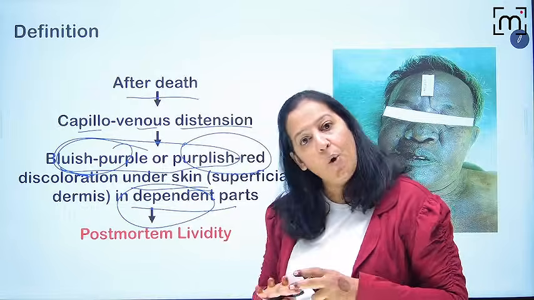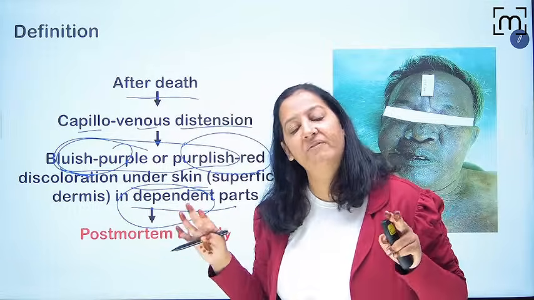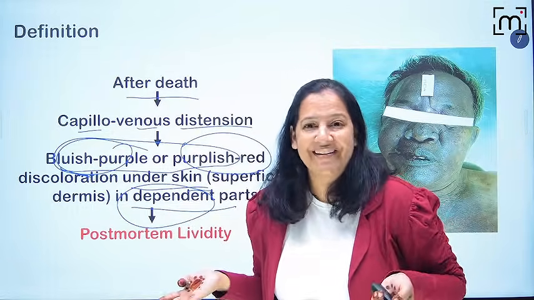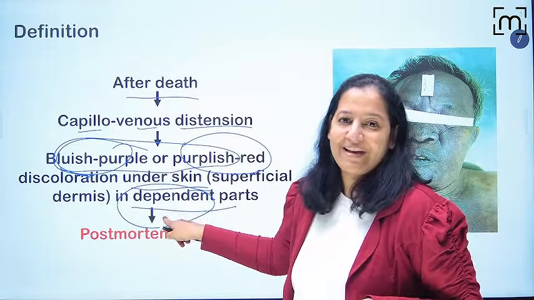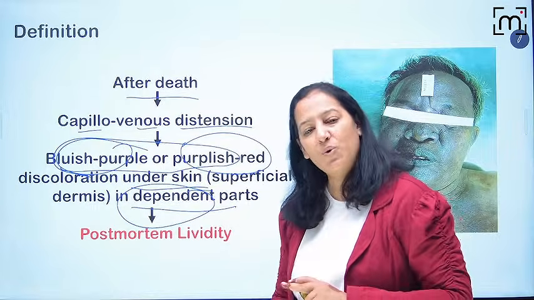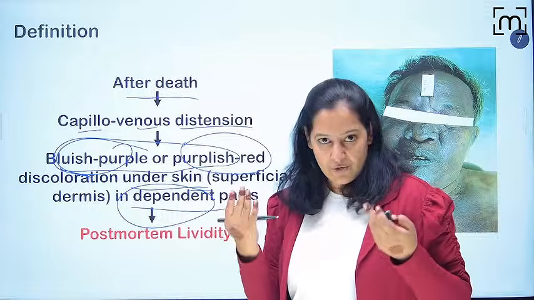Newton told us gravity always works. At every moment, at every second, gravity is working. So that's why it is the dependent portion. I will explain. And this is known as postmortem lividity. So don't try to mug up the definition. Try to create it.